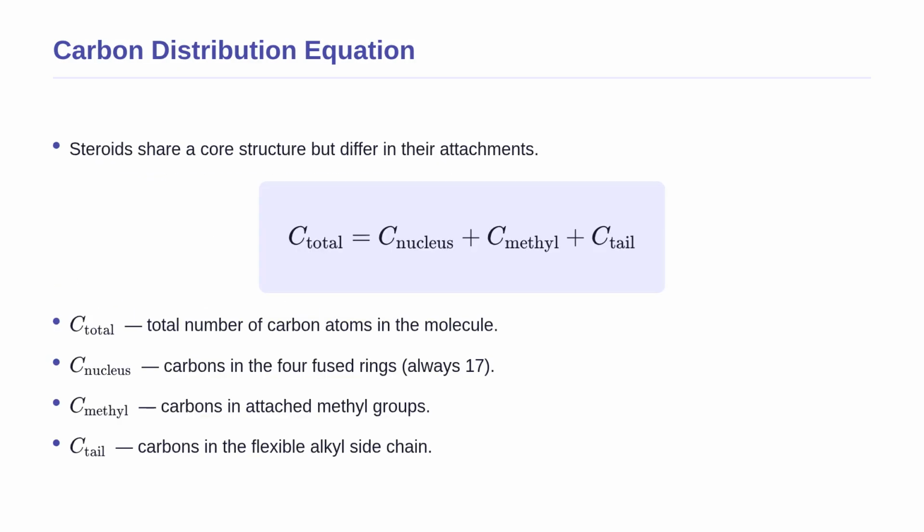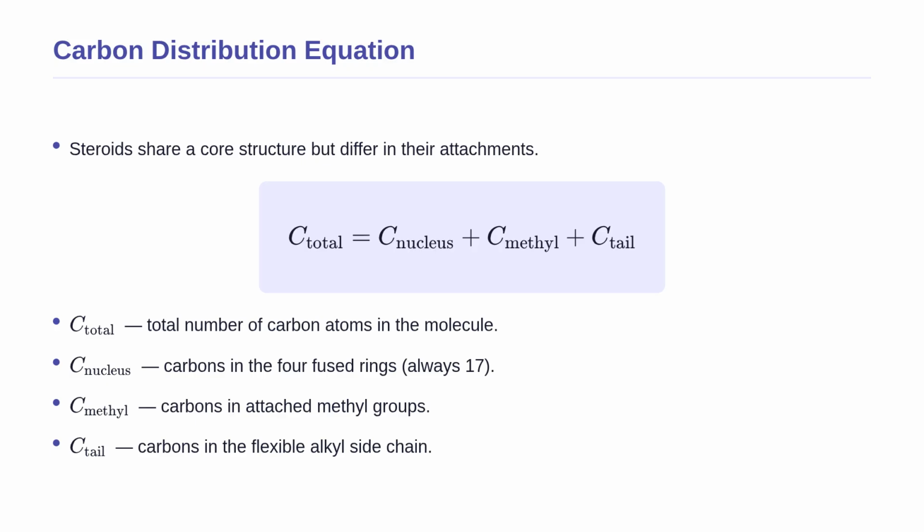Now that we have calculated the total mass, let us look at how those carbon atoms are distributed across the molecule structure. Because all steroids share the exact same foundational 4-ring structure, we can set up a simple algebraic equation to account for all the carbon atoms. The formula is C total equals C nucleus plus C methyl plus C tail. Conceptually, this breaks the molecule into its structural zones.